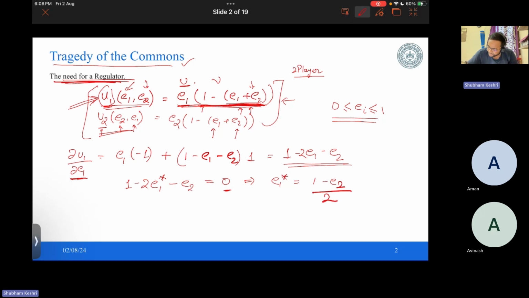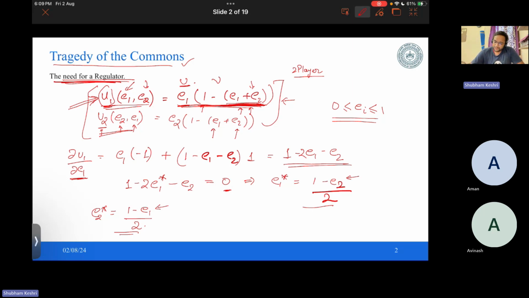And if you solve this, it will come out to be E1 star equals 1 minus E2 by 2. Similarly, since this is a symmetric problem, you will obtain E2 star as 1 minus E1 by 2. Now you see, this E1 and E2 are actually the unknowns of this problem, right? So you cannot just say E1 is equal to 1 by 2 E2 and E2 is equal to 1 by 2 E1. You have to obtain the values of E1 and E2.